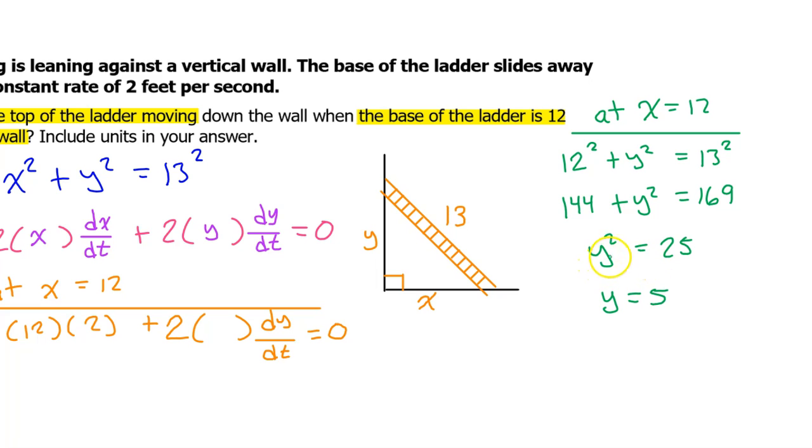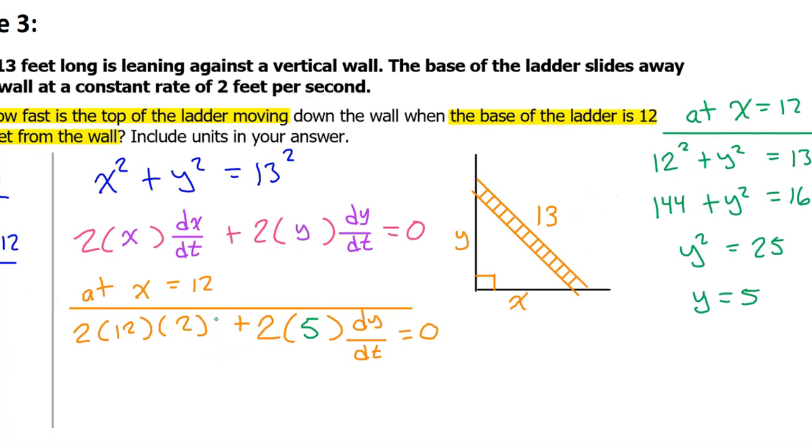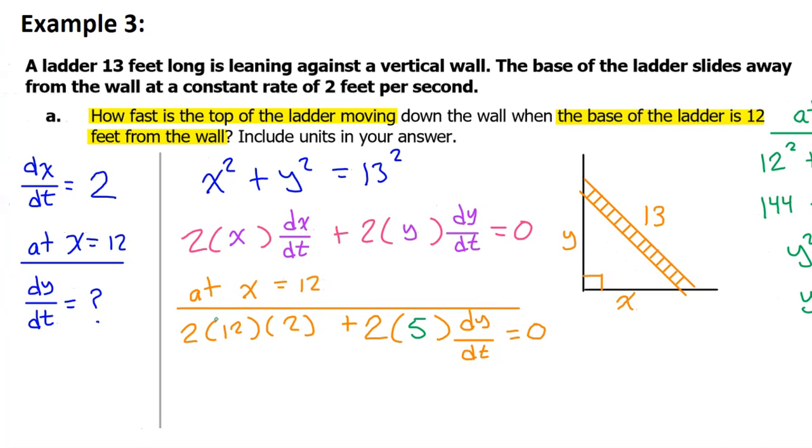Of course, normally when we take the square root of both sides, we do plus or minus, but these are lengths in the real world, and you can't have negative lengths. So y is equal to 5. We can now take that value from the side quest and plug it in and continue.